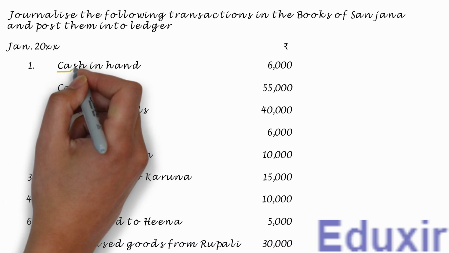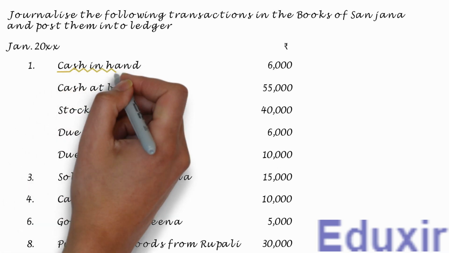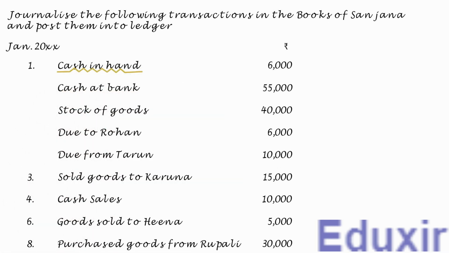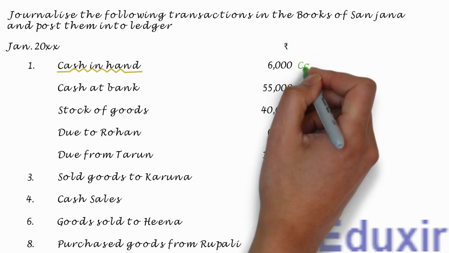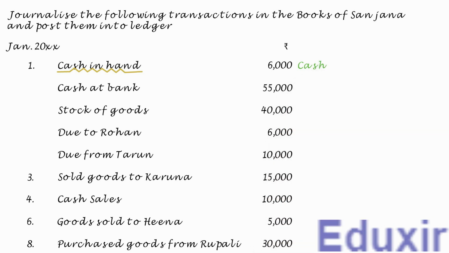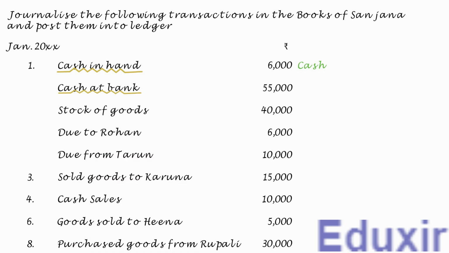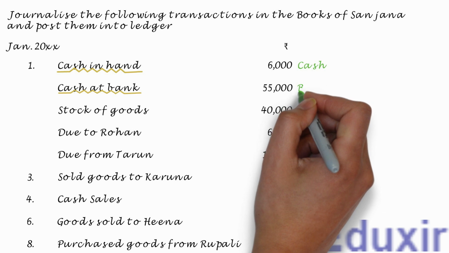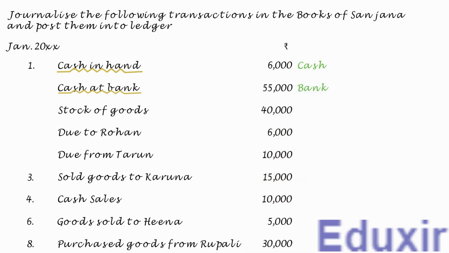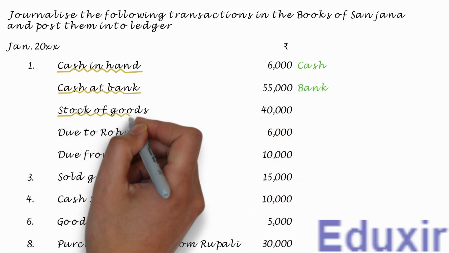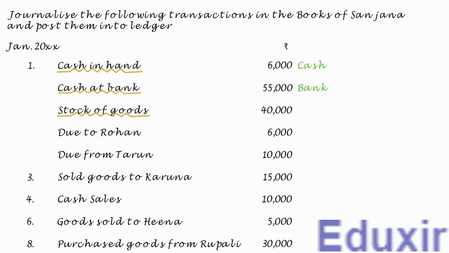Note that the first transaction says that there is a cash of 6,000 rupees in hand. Cash is an asset and hence let us mark it as cash asset. The second transaction says that there is a cash of 55,000 rupees in bank. As you know, bank is also an asset. So let us mark it as bank asset. The third transaction is regarding the stock of goods available. As you know, the stock of goods is also an asset and hence let us mark it as stock asset.